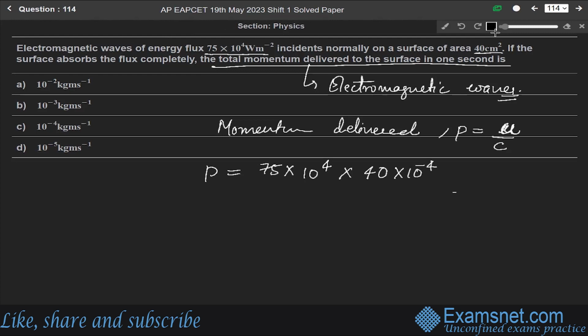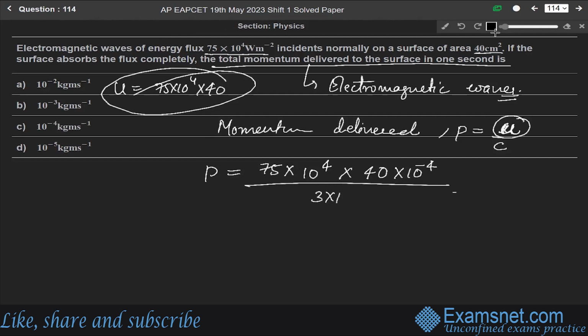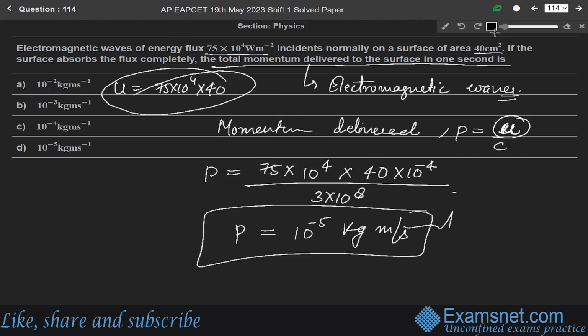Since we have to find this U, so this U is equals to this energy flux into its area. Okay. So we write 75 into 10 to the power 4 into 40 into 10 to the power minus 4 meter square over C. C is what? 3 into 10 to the power 8 meter per second. So we get momentum is equals to 10 to the power minus 5 kg meter per second. Okay, this is our final answer. So option D, that is 10 to the power minus 5 kg meter per second, is the correct answer.